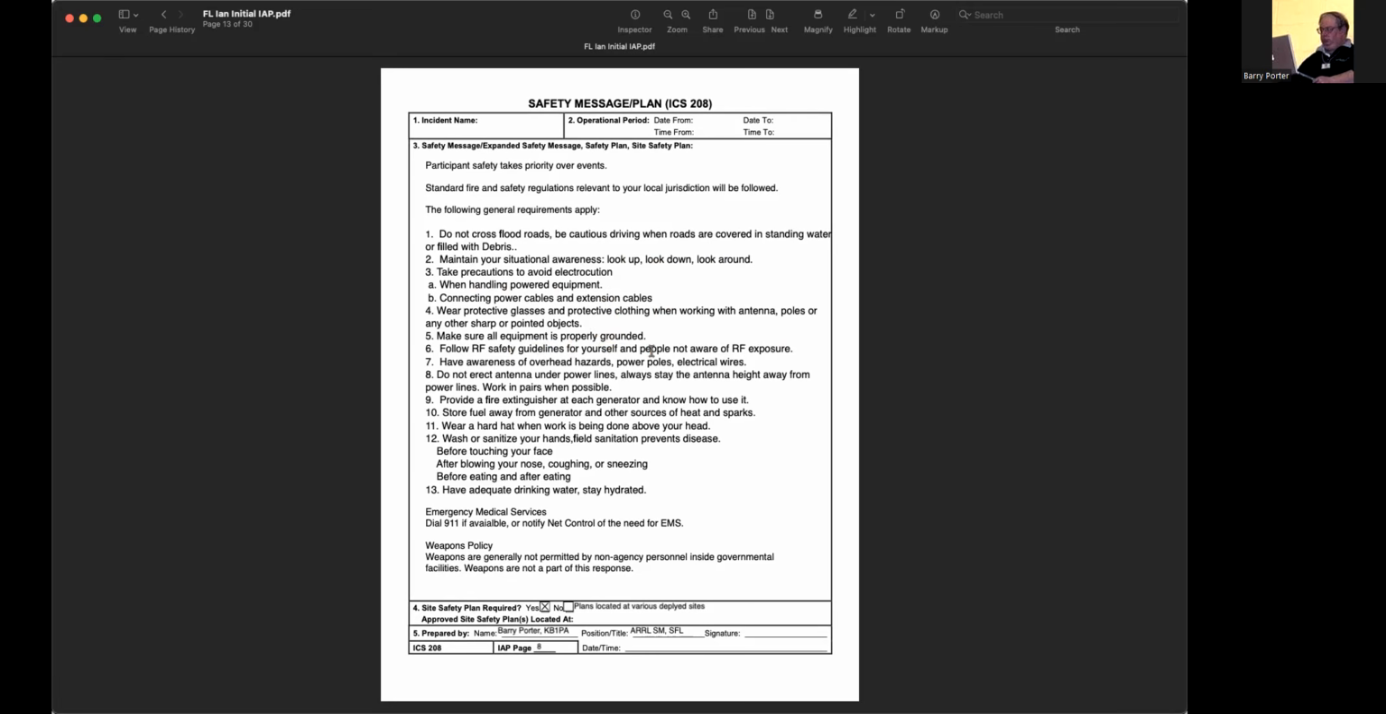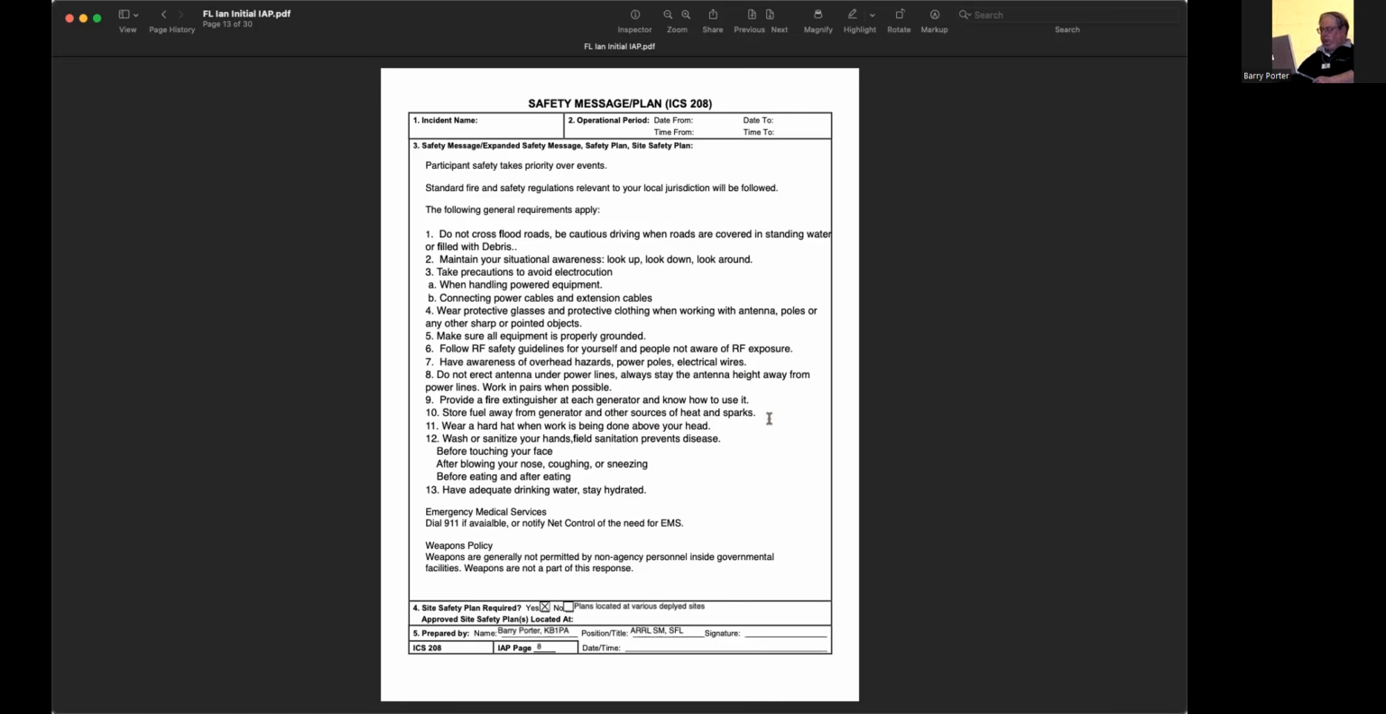Have awareness of overhead hazards, power poles, electrical wires. Don't erect antennas under power lines. Always stay at antenna height away from power lines in case they fall down. And when you're working on antennas, work in pairs. This is all basically common sense stuff. Have a fire extinguisher at each generator. Know how to use it. It doesn't do any good to have a fire extinguisher if you don't know how to use it. Store fuel away from the generator or other sources of heat and sparks.